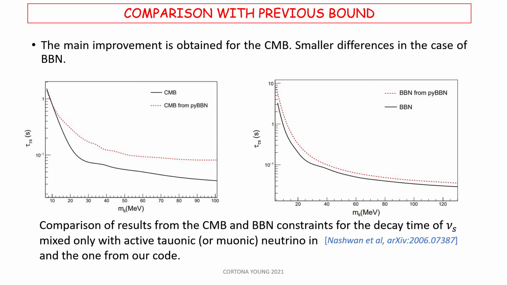And here we compare our results with the current results that one can find in the literature, and here we show that our main improvements are in the CMB sector, as we can see in the figure on the left, but we have obtained an improvement in both CMB and BBN.